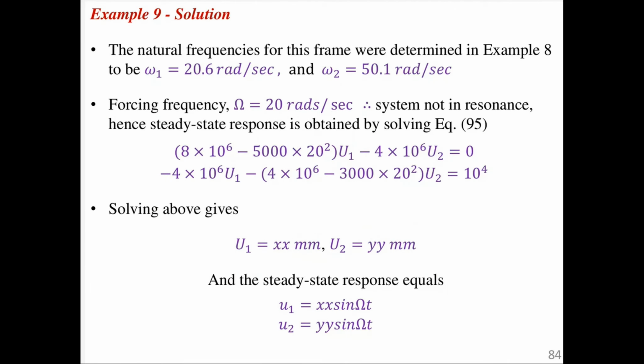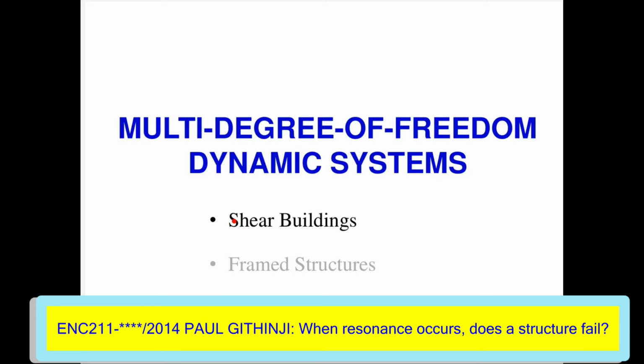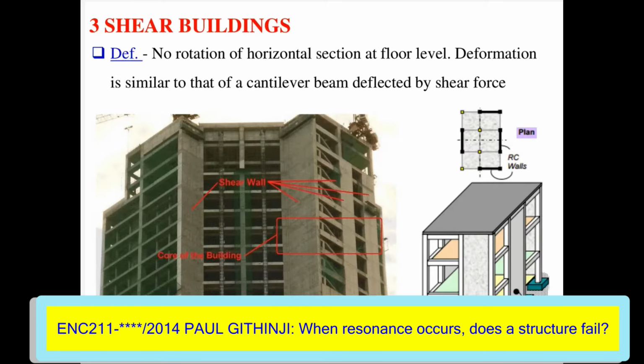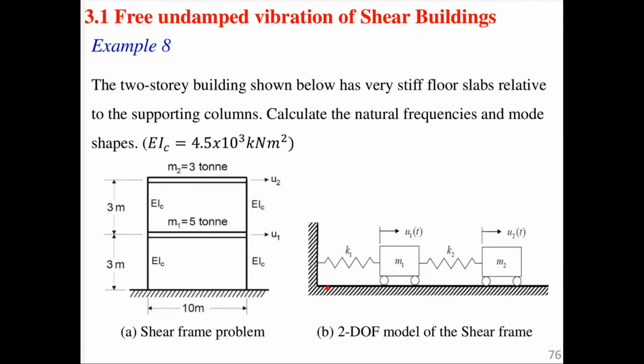All right. Since we have confirmed that resonance will not occur, what I just need to do is solve equation 95 by substituting the values, for example K1 plus K2. So you have to go back to example 8, lesson 6, where we started with multiple degrees of freedom and looked at shear buildings. This is the example we are coming from. I have come back here so you can look at the values of K that you are going to substitute.